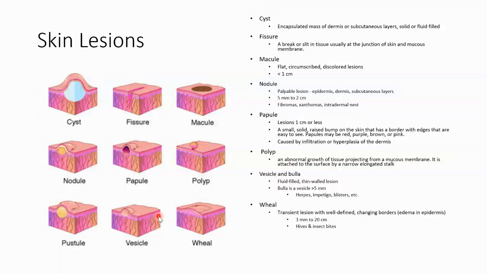The next one, a vesicle or a bulla, is a fluid-filled, thin-walled lesion. Examples here are herpes, impetigo, like a blister. So they're filled with fluid, but they're thin, like when you get a sunburn or a burn and it starts to blister with fluid underneath it. And that's a vesicle.